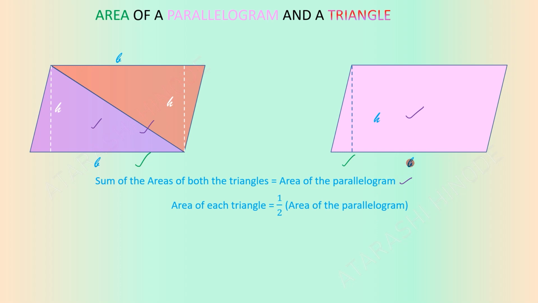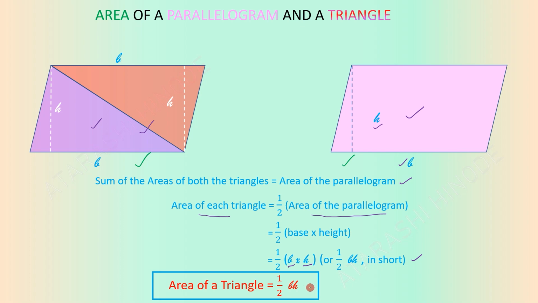But we know if B is the base and H is the height, then the area of the parallelogram is base into height. So we can write the area of each triangle will be equal to half into base into height, that is equal to half B into H, or in short we can write half BH. So, if B is the base and H is the height of a triangle, then the formula for finding the area of a triangle is half BH.